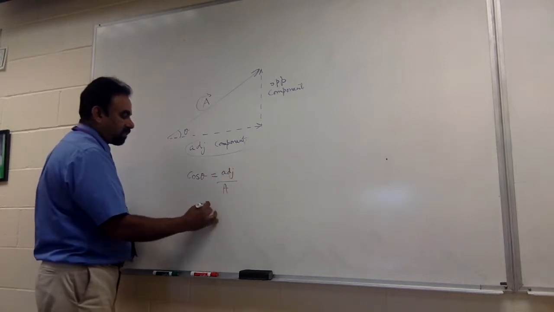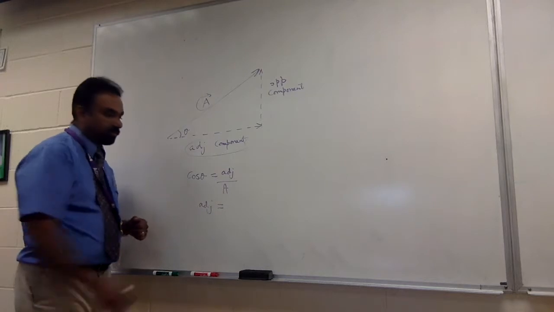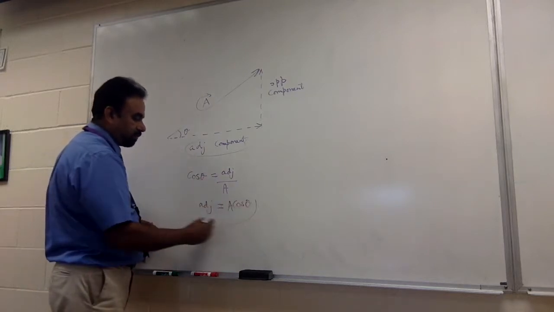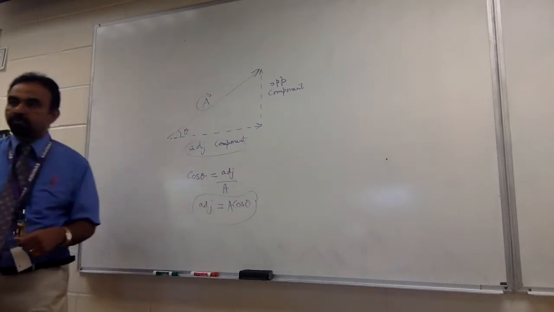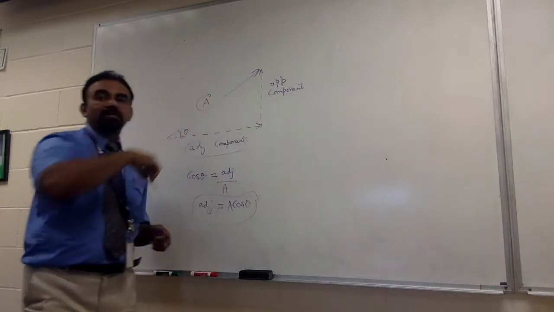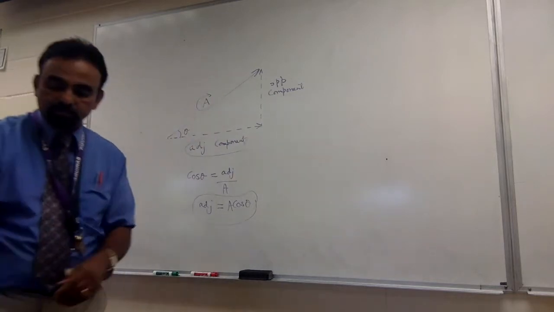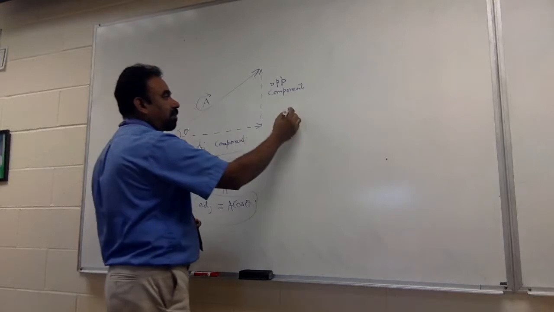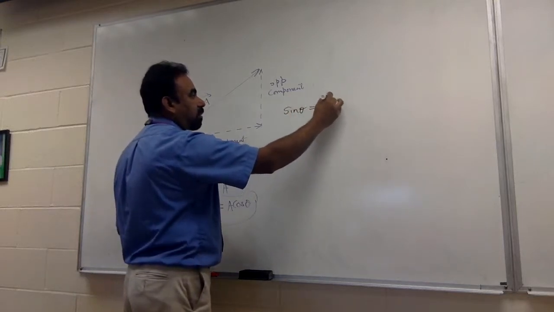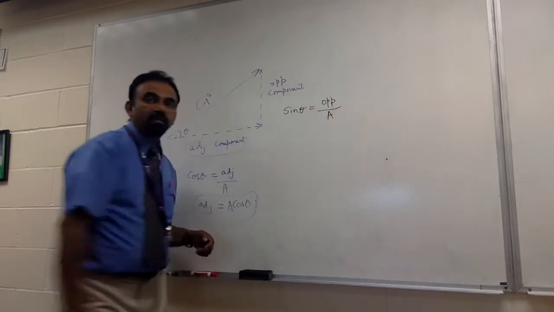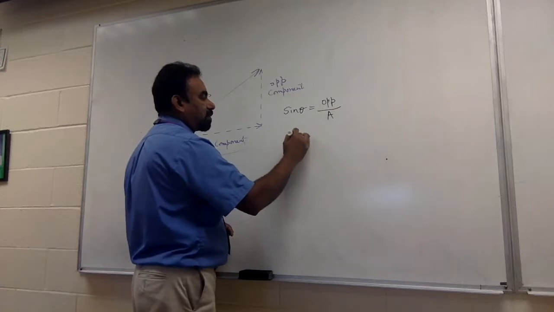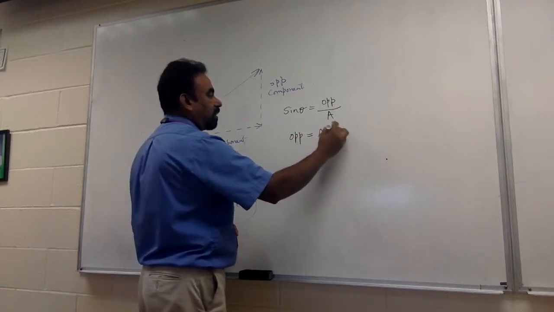So what is adjacent? Cross multiply. A cosine theta. Similarly, what's the connection between the opposite side and the hypotenuse? Sine of the angle is equal to opposite side over the vector that you're trying to resolve. So if you cross multiply, we get opposite side is equal to A sine theta.